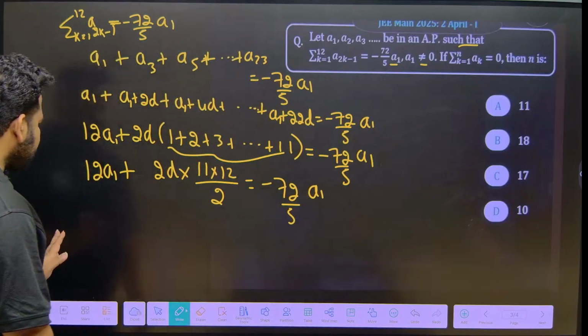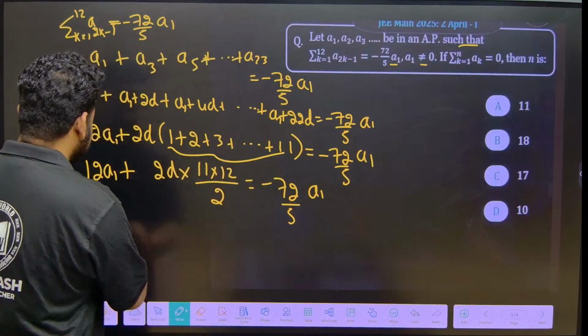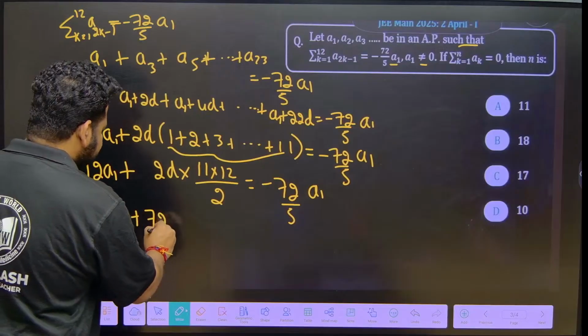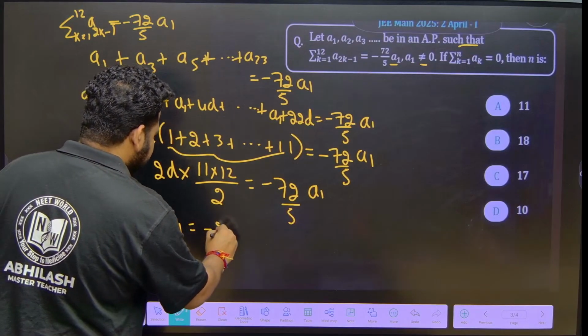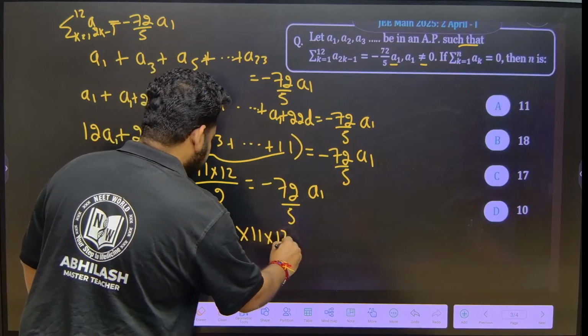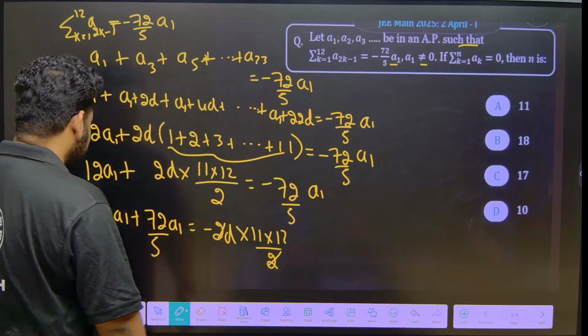Now, what we can do? We can bring a1 terms one side, this one I can send it to that side. This will become 12 times a1 plus 72 by 5 a1 is equal to, if I send it that side, this will become minus 2d into 11 into 12 by 2. Here 2 and 2 I can cancel, correct? Now, what do I have here?